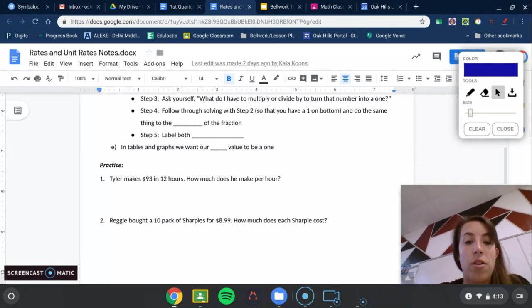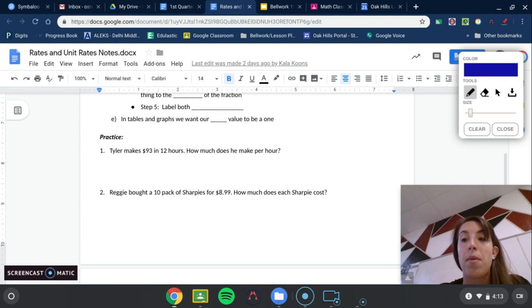Okay, in order to do that, let's go ahead and just practice these 2 problems, and this is what we call unit price. So you're trying to figure out the price of just one of these things. All right, it says Tyler makes $93 in 12 hours. How much does he make per hour? So per hour is your indicator. That's that important vocabulary word. That means they want 1 hour. So hour has to be listed on bottom.